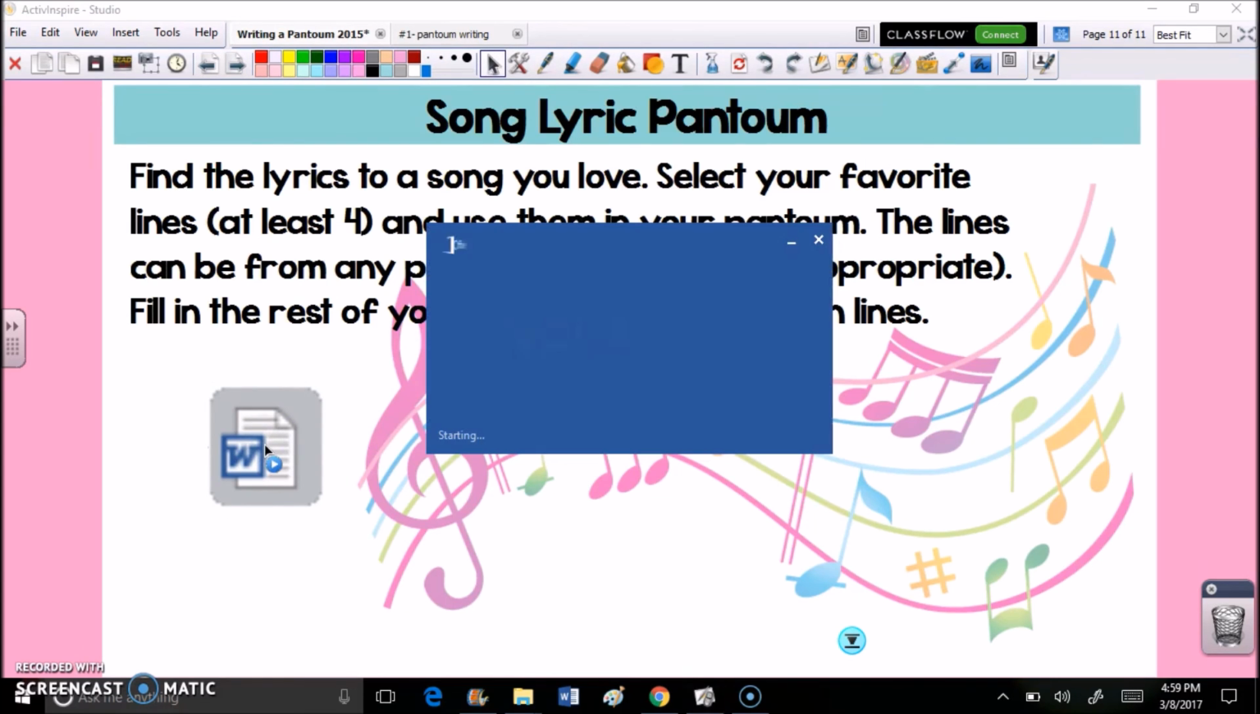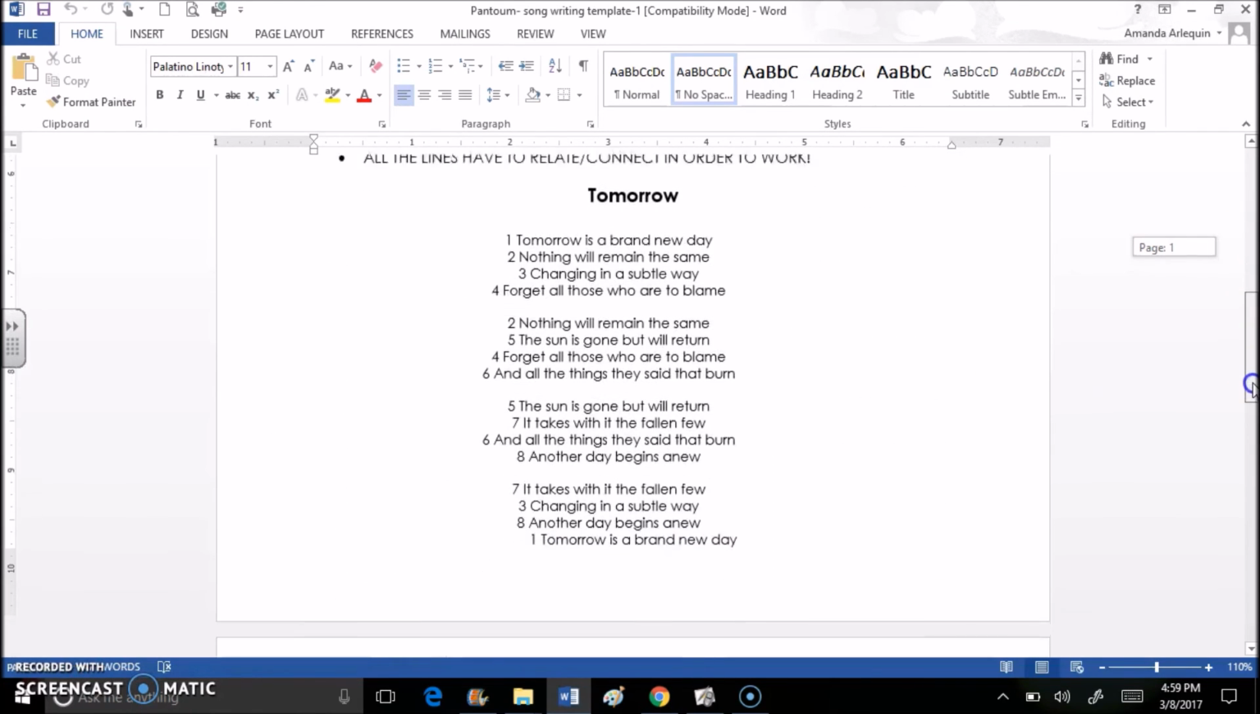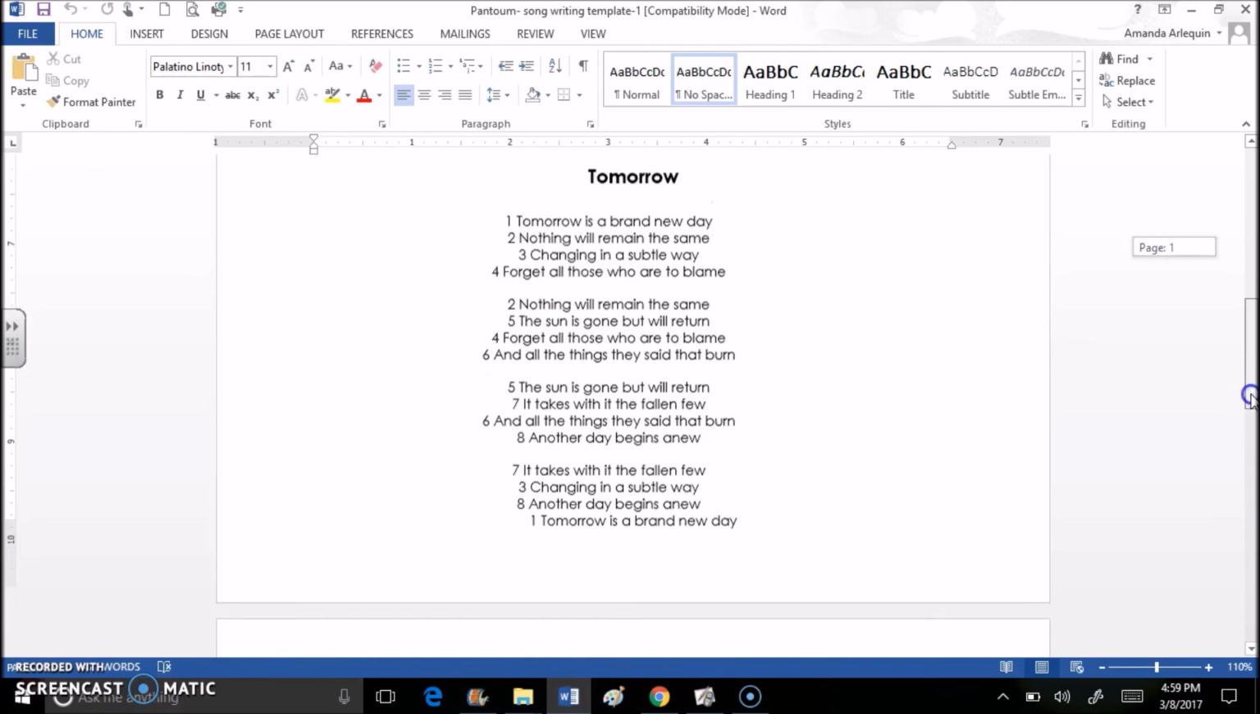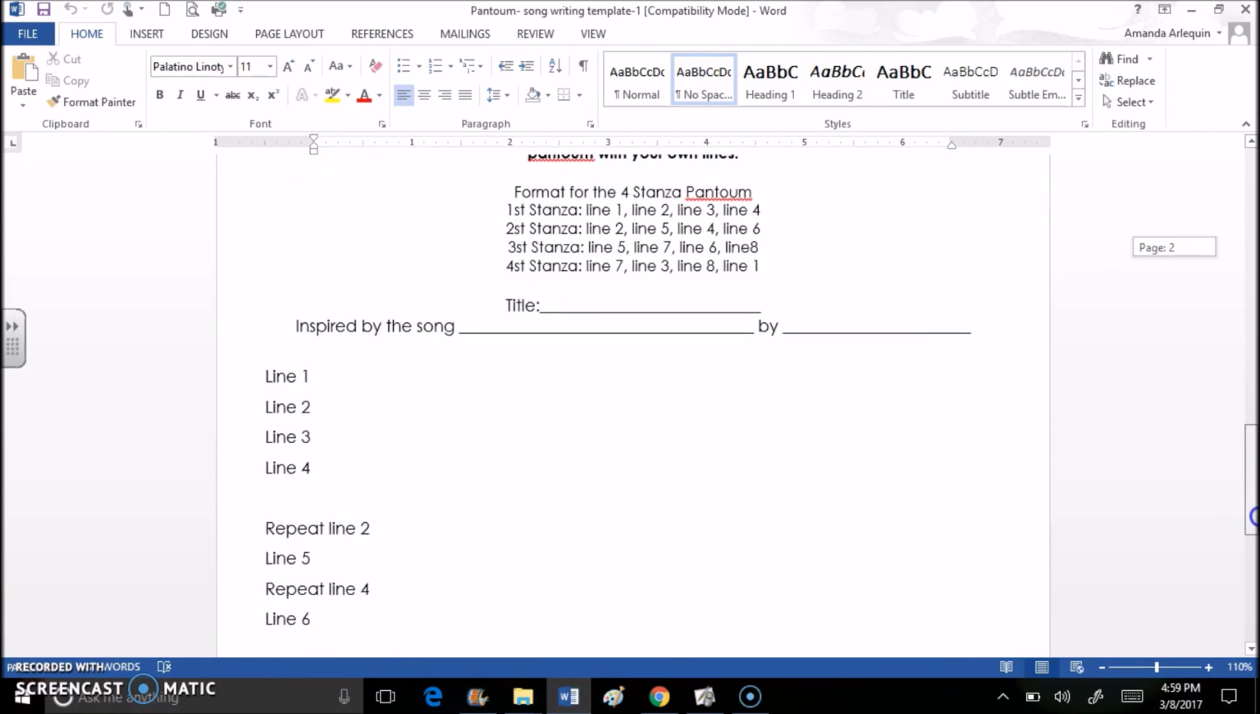All right, so you have received a pantoum writing template to help you with the repetition. You've got an example of the pantoum here. And right here is where you're going to write yours. So it's going to be, again, inspired by a particular song. Your poem does not have to be about the same main idea or central idea of the original song, but the lines you choose are going to kind of direct your poem into a certain direction.